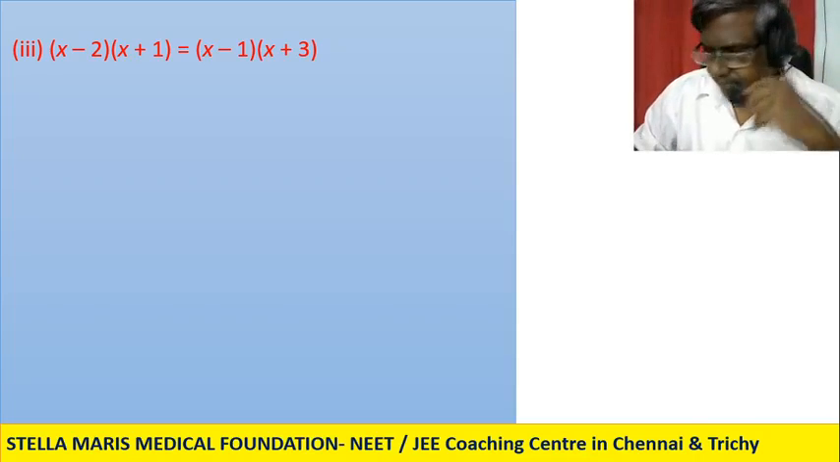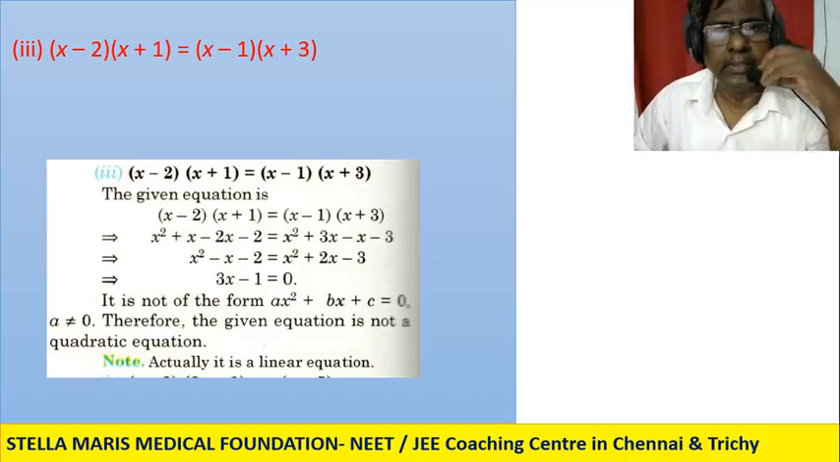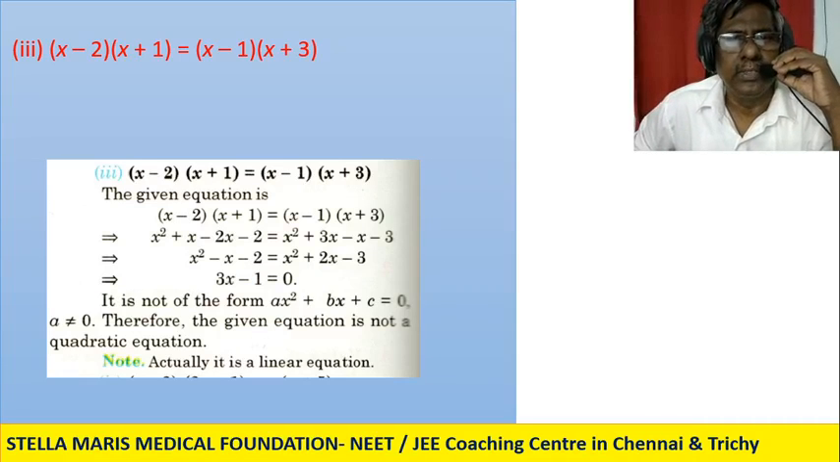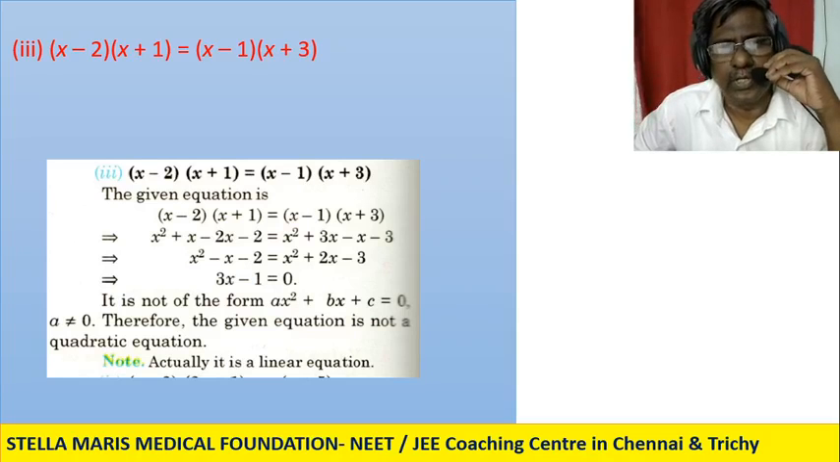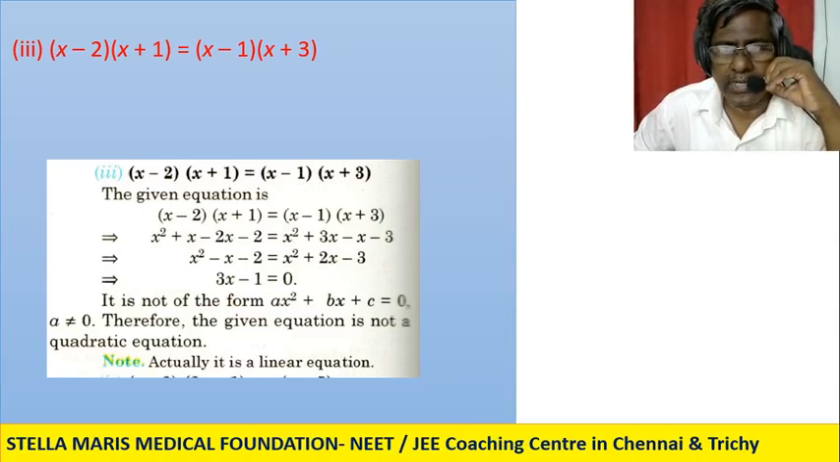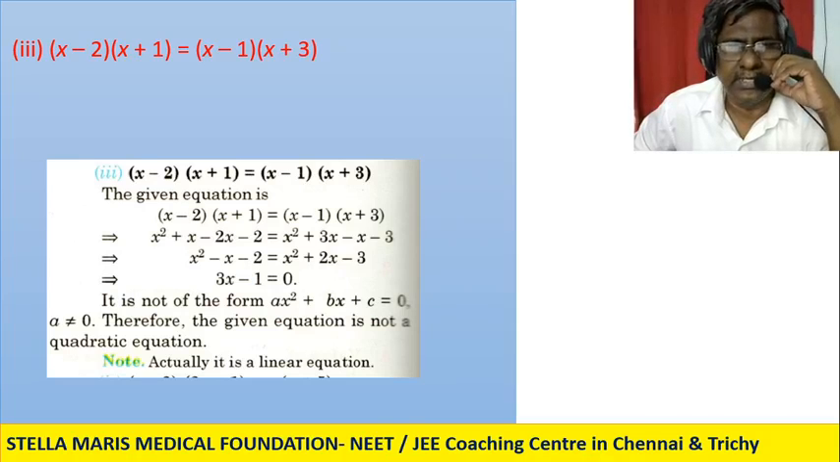Yes, we'll see how it is coming. Say x minus 2 into x plus 1. When you multiply those two, x minus 2 into x plus 1 will be x square minus 2x plus x minus 2, that is x square minus x minus 2. On the right hand side, x minus 1 into x plus 3, you get x square plus 3x minus x minus 3, which is x square plus 2x minus 3.